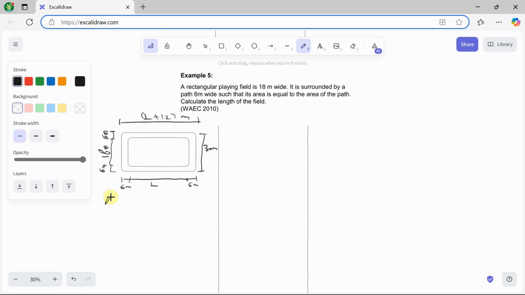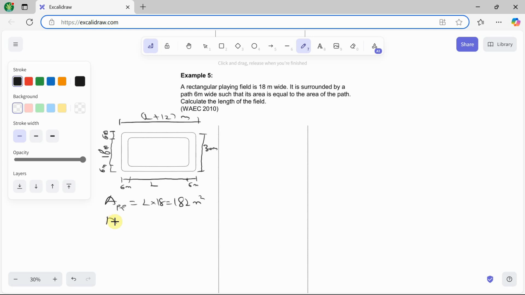So the area of the playing field, which will be this guy, that will be L times 18. That is 18L. Let me just say L times 18, which is 18L meters squared.